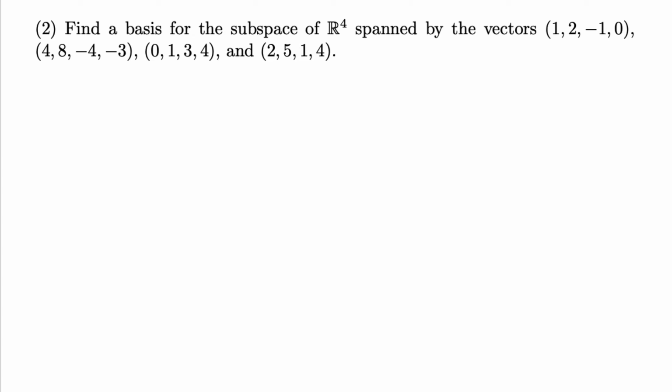Today we'll consider this question 2 on linear algebra from Gunning's An Introduction to Analysis. It reads as follows. Find a basis for the subspace of R4 spanned by the vectors 1, 2, minus 1, 0, 4, 8, minus 4, minus 3, 0, 1, 3, 4, and 2, 5, 1, 4.